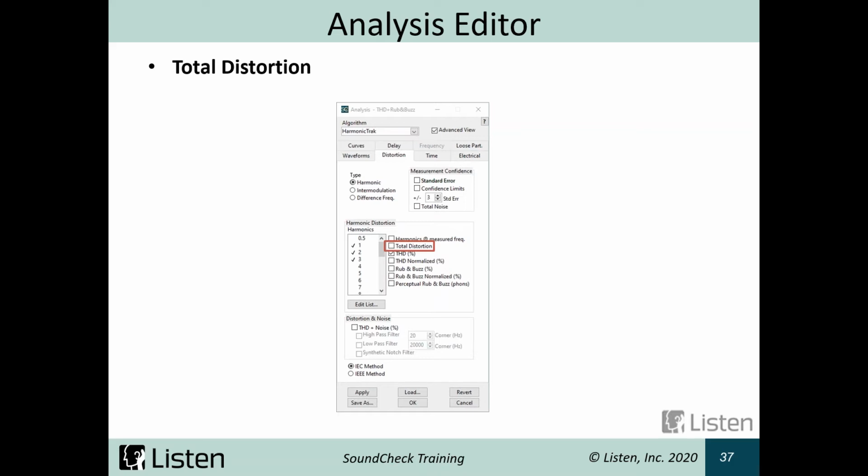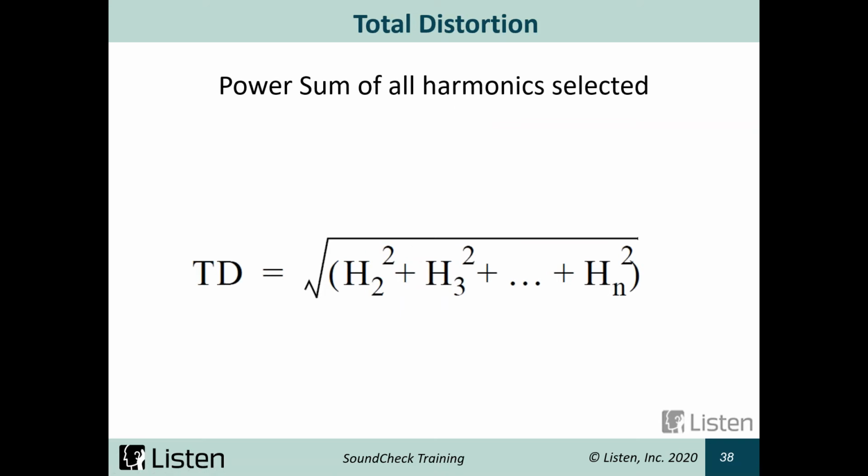Another option to output is the total distortion. The total distortion is going to be a power sum of all of the harmonics we have selected. Unlike THD percentage or rub and buzz, we're not comparing the harmonics to the fundamental. We're just getting the power sum of the harmonics selected. This is going to be output as whatever unit your harmonics are in. So if you're measuring a loudspeaker and your units are in dB SPL, then total distortion will output a total distortion curve in dB SPL.